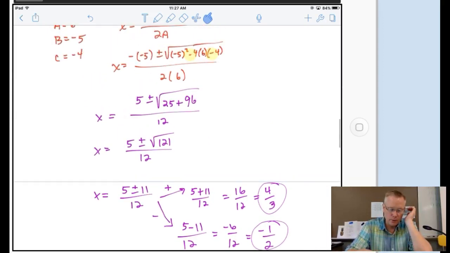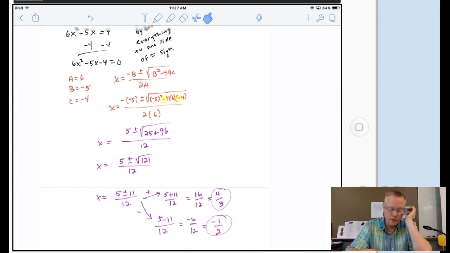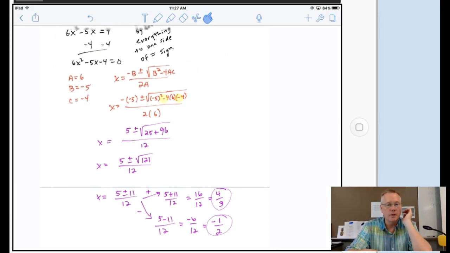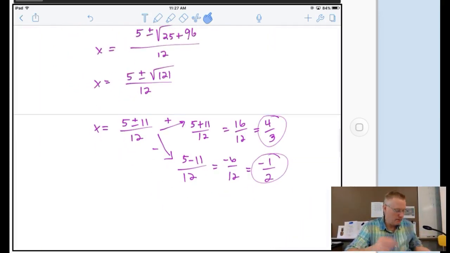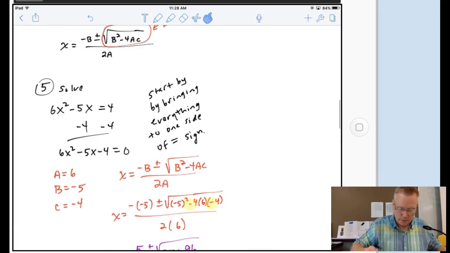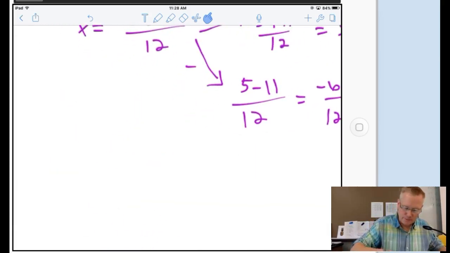So, I know it looks like a lot of work. I showed every single step along the way too, but you will get the answer every time pretty quickly that way. And the more you do them, the quicker you'll get at them. That was number 5, so now I'm on number 6.